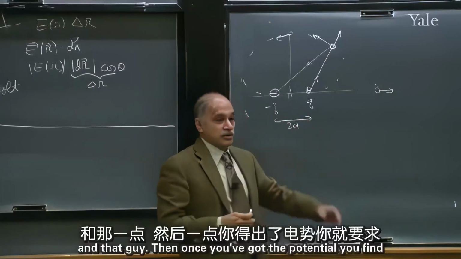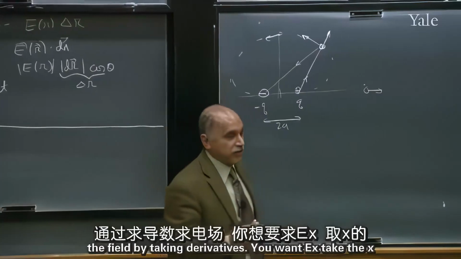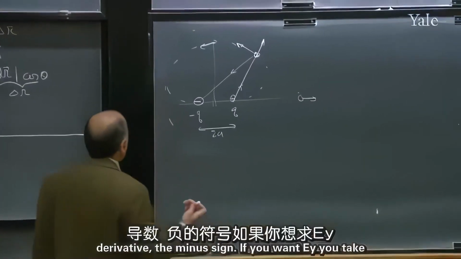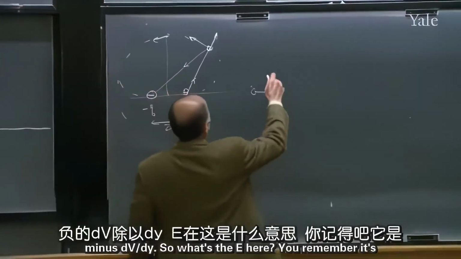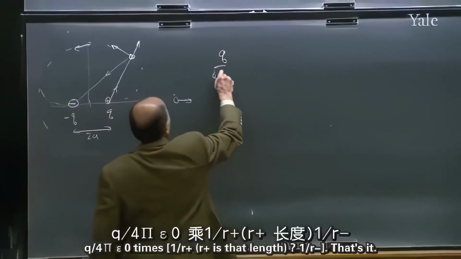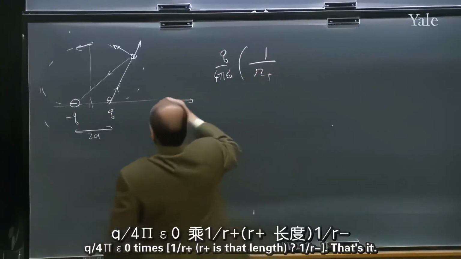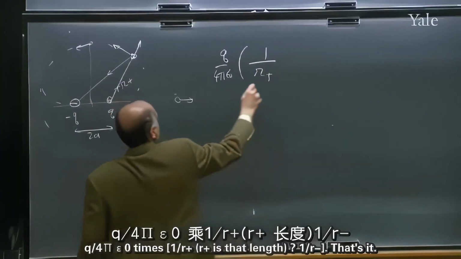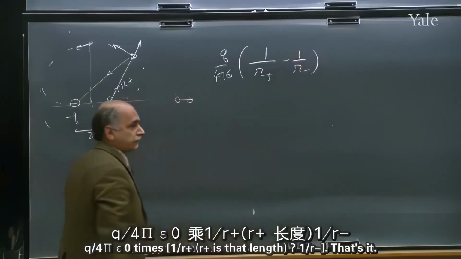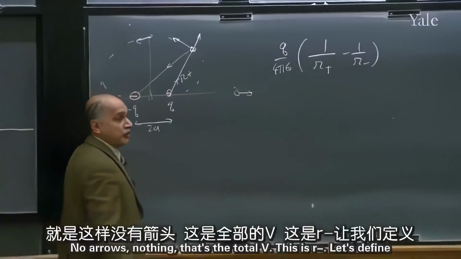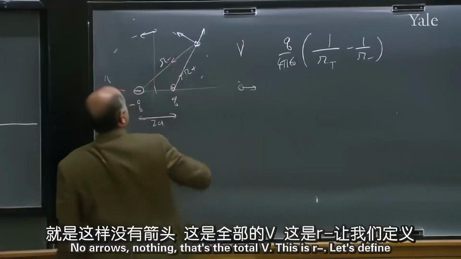Then once you've got the potential, you find the field by taking derivatives. You want Ex, take the x derivative, with the minus sign. You want Ey, you take minus dV/dy. So what's the V here? You remember it's q over 4 pi epsilon 0 times 1 over r plus, where that is the length, minus 1 over r minus. That's it. No arrows, nothing. That's the total V.